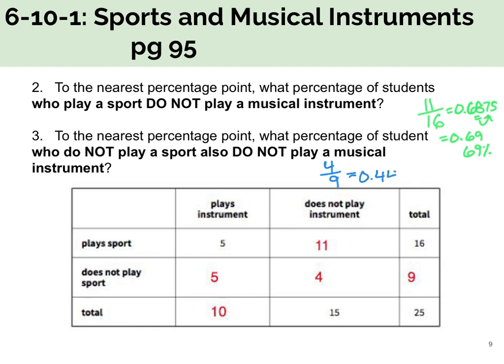That's 0.44444 repeated. We want 2 decimal places. Is the digit next to it 5 or above? No, so we're going to leave it the same. So it's going to be 0.44, which we know as 44%.